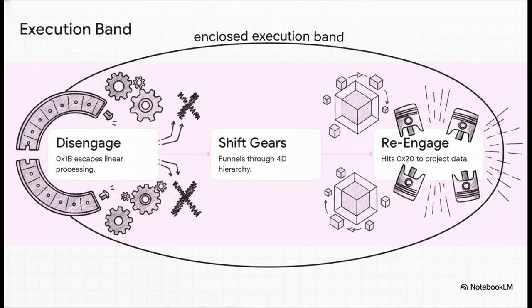You can think of this sequence kind of like a hardware-level clutch in a manual car. Step 1. The escape character basically disengages the engine from linear processing. Step 2. It shifts gears, funneling flawlessly down through that 4D tensor hierarchy we just looked at. In step 3, boom, the transmission re-engages exactly at the space character fulcrum. It's just a perfectly enclosed execution band guiding the machine state.